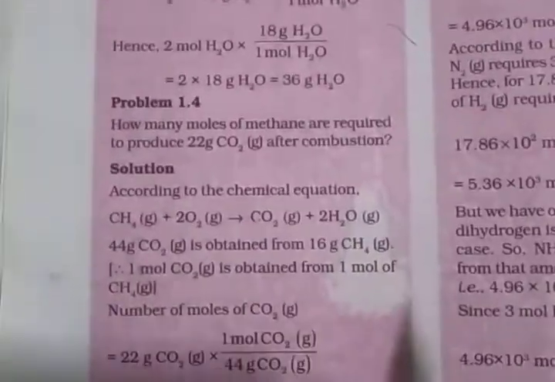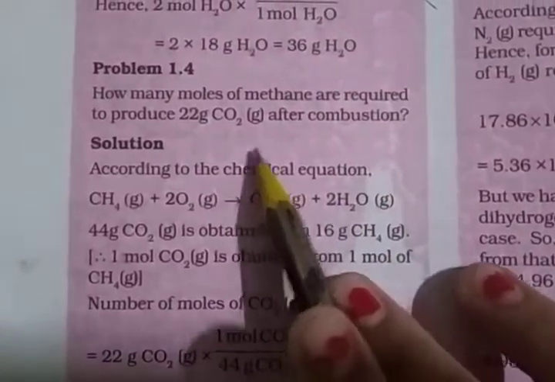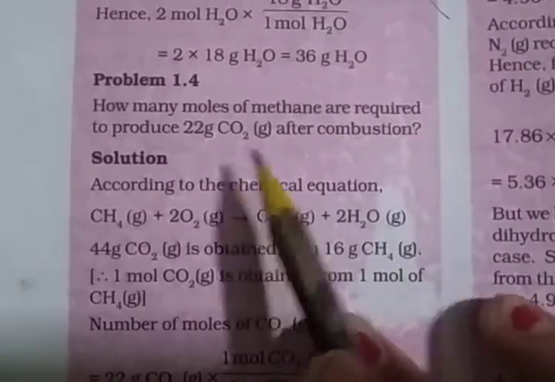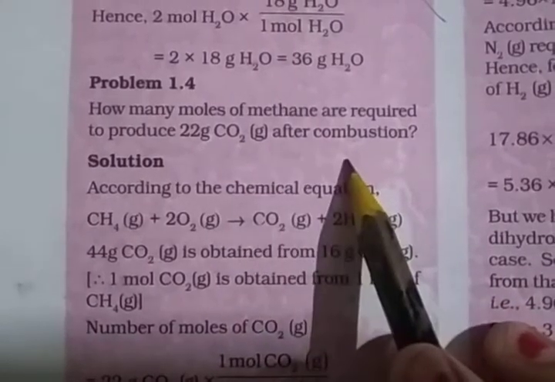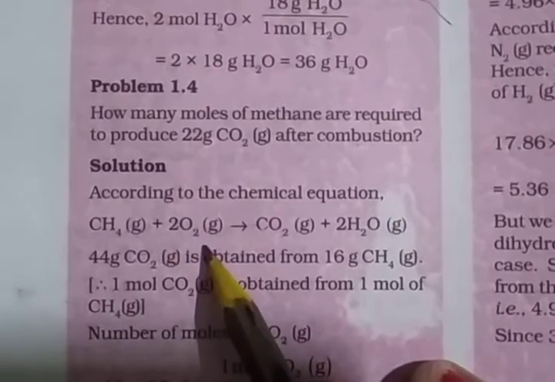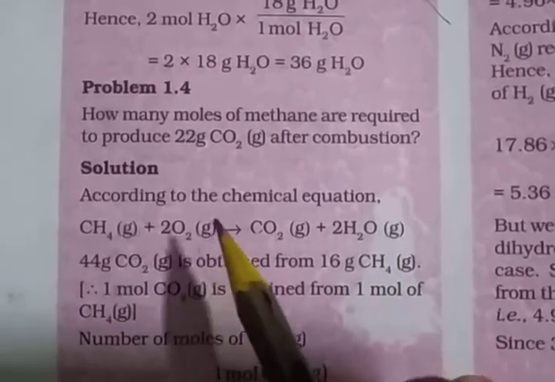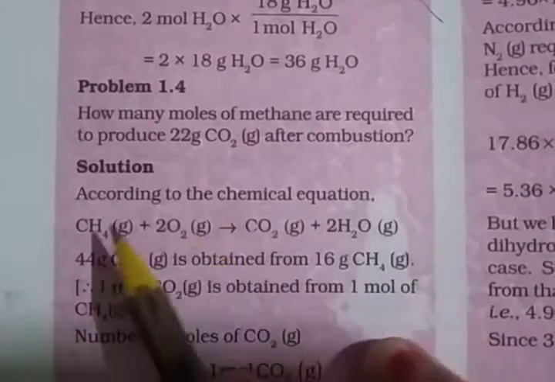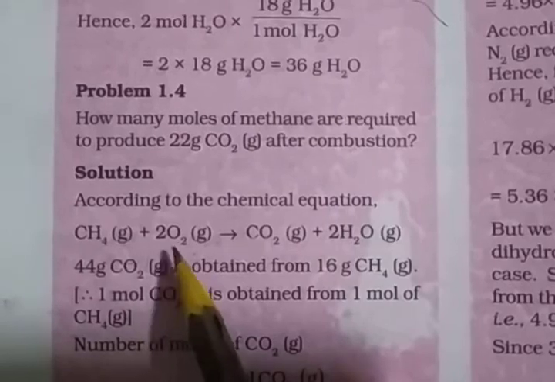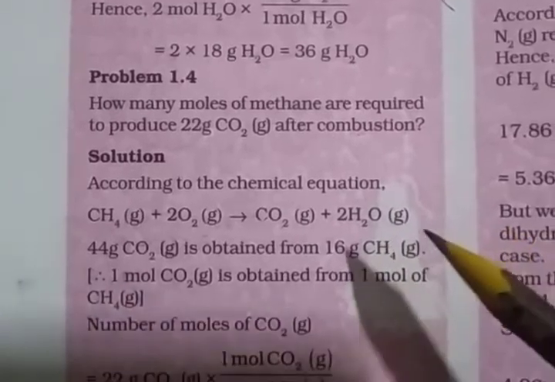Then the next question is problem 1.4. How many moles of methane are required to produce 22 gram of CO2 gas after combustion? So according to the chemical equation, methane CH4 gas plus 2O2 oxygen gas converts into carbon dioxide plus 2H2O. You already learned the combustion reaction, oxidation of methane, burning of methane in the presence of air, oxygen. So CH4 gas plus 2O2 gas converts into CO2 gas plus 2H2O.